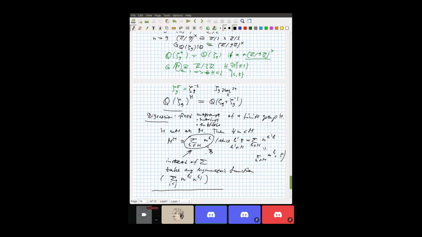Cosine of 2π over 9. What I'm writing doesn't make sense until we embed our field into the complex numbers. And actually, one can show that it is, yeah, that's it.